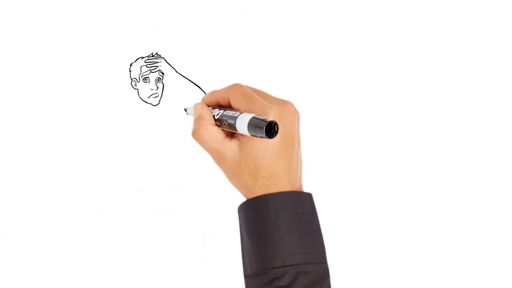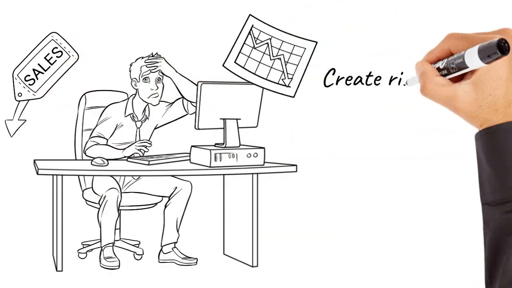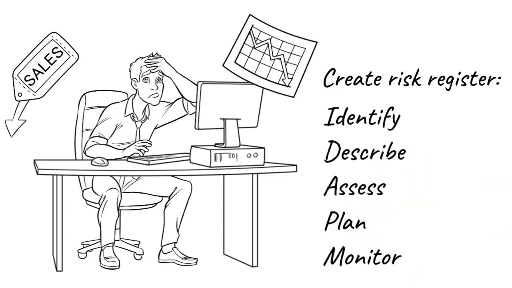To summarize, creating a risk register involves 5 steps: identify, describe, assess, plan, and monitor. It's your roadmap to stay ahead of potential project risks.